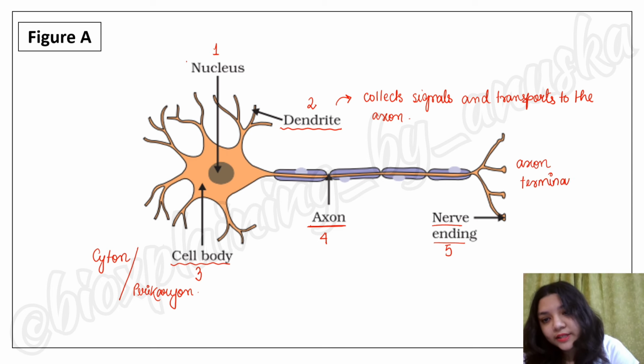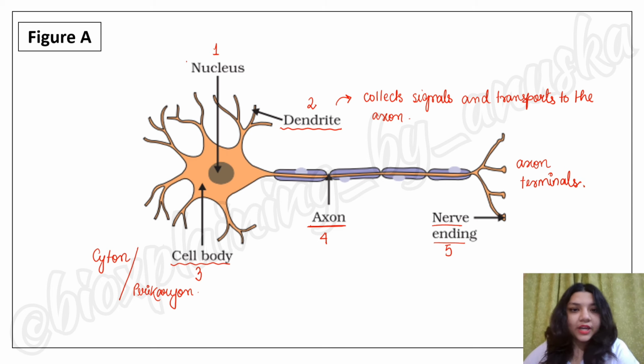That is also correct. Okay, so we are good with the first diagram, which shows us the parts of a neuron, that is a single nerve cell.